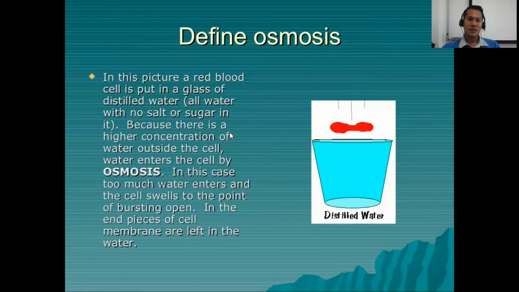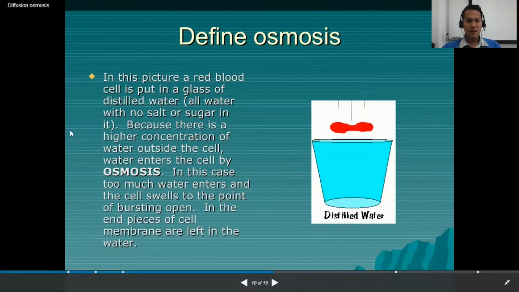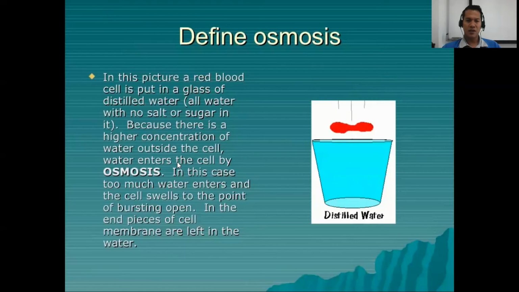Okay, so in this picture, a red blood cell is put in the glass. So this is the red blood cell. Put it in a glass of distilled water, all water with no salt or no sugars. This one here is filled with distilled water. Because there is a high concentration of water outside the cell, water enters the cell by osmosis.